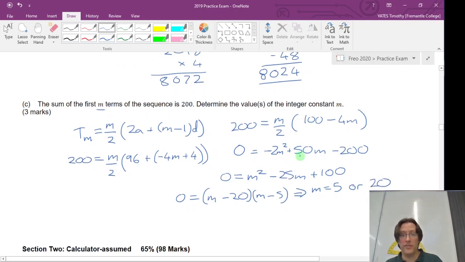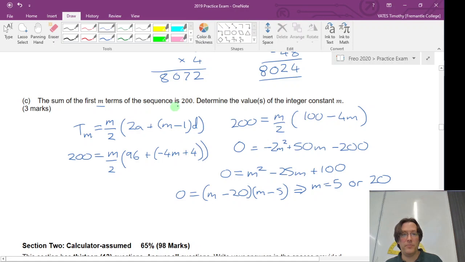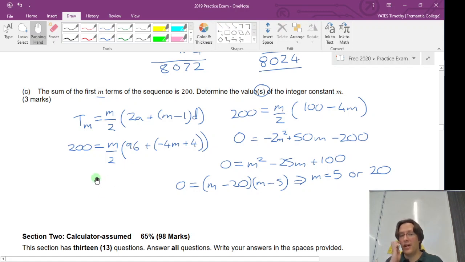So we've got two answers there, which is kind of what we expect because it did say values of the integer constant m, but we did have to factorize to work that out. So yeah, that one is a tough one, and it's the very last question. I think that 3 marks is a bit harsh for how much effort this one actually requires, but it is the last question of the test, so you sometimes expect that.